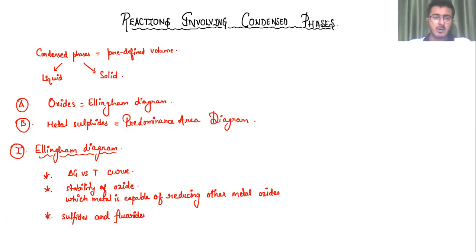All right. So let us learn how this Ellingham diagram is generated and how you can say that your delta G versus T curve is accurate. Basically, let us understand with the help of a reaction, it will be much simpler in that case. So if I take a reaction, say M plus O2 gives MO2.